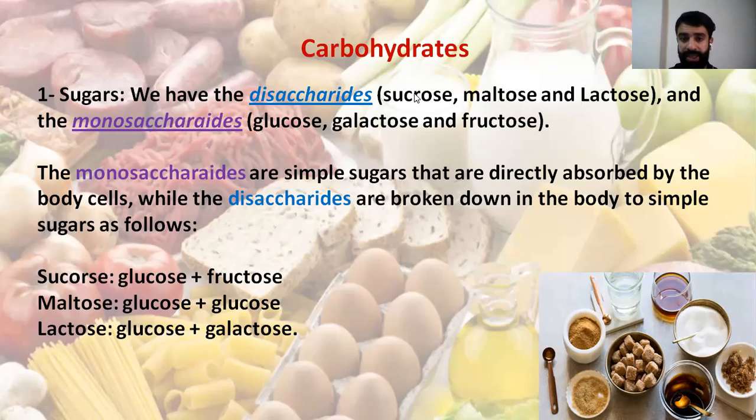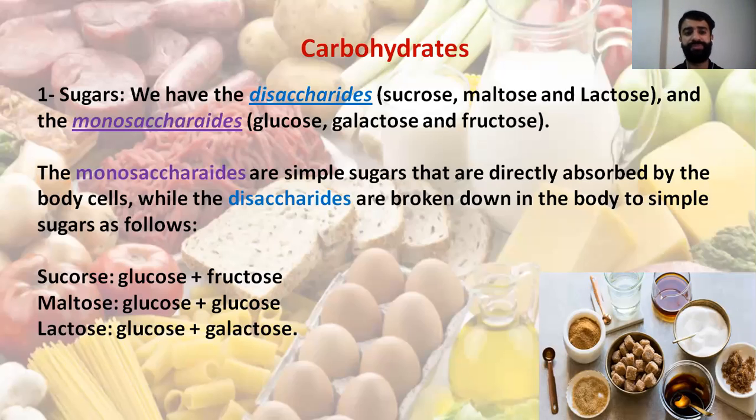Sucrose, as we said, is two sugars connected together. So it's glucose with fructose. Maltose is glucose plus glucose. So you have to know this. You have to know that sucrose is glucose with another sugar, which is called fructose. You have to know that maltose is glucose with another glucose. So two glucose connected together give maltose. Lactose is glucose plus another sugar, which is called galactose.